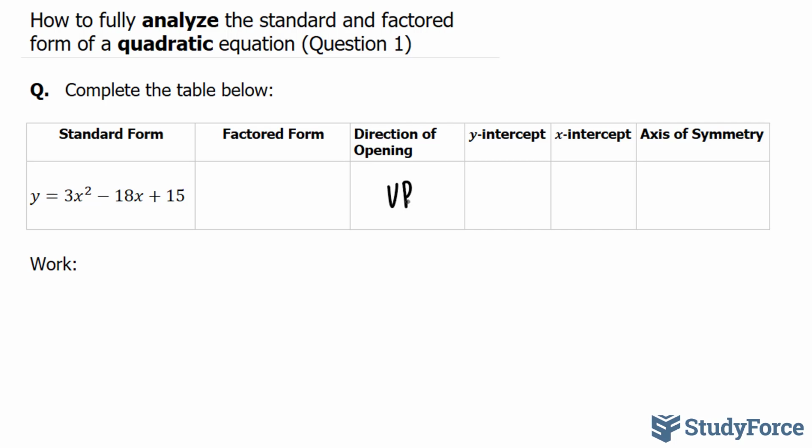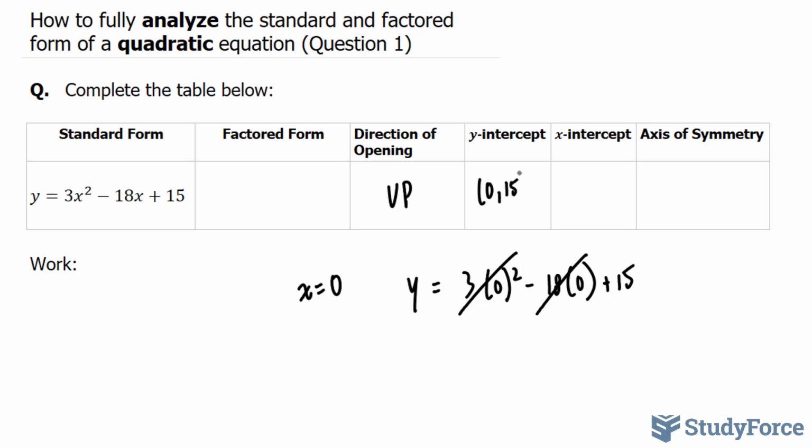The next easiest thing to find is the y-intercept. To find the y-intercept, you set x equal to 0. So let's do that. y is equal to 3 times 0 to the power of 2 minus 18 times 0 plus 15. Notice that multiplying this term out goes to 0, and we're left with positive 15. So our y-intercept is at 0 and positive 15.